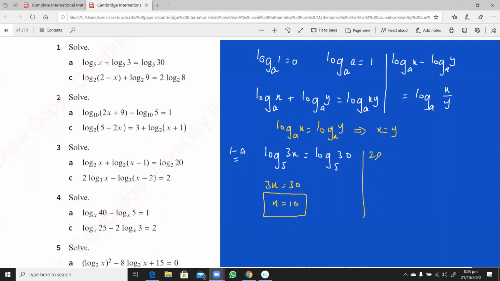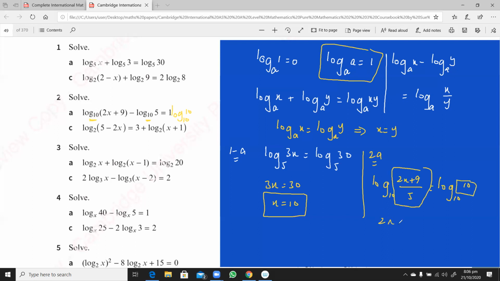Now look at 2a. You see that this is log to the base 10 here, log to the base 10 here, and there is a subtraction sign. So we can write it as log to the base 10 of (2x plus 9) over 5. Now, can I multiply this 1 with log to the base 10 of 10? Since, using the rule log to the base a of a is 1, I can just write here log to the base 10 of 10.